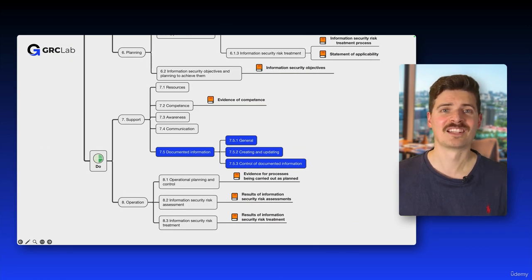Now let's have a closer look at this subclause. The requirements for documented information are outlined in subclause 7.5 of the support clause. And this subclause is further divided into three parts, and they're called 7.5.1 General, 7.5.2 Creating and Updating, and 7.5.3 Control of Documented Information. Now, unlike other requirements, documented information isn't tied to a specific step in the implementation process. And that's why we're covering it first, before diving into all the other subclauses in the next couple of lectures.